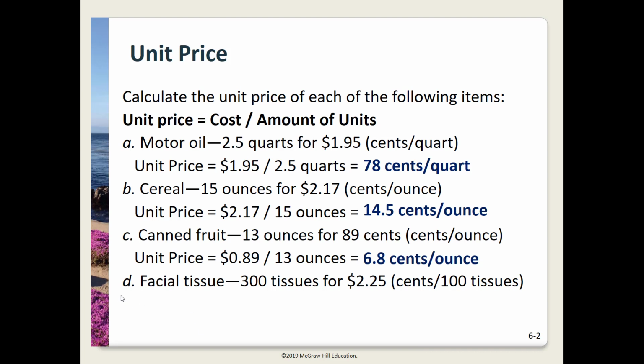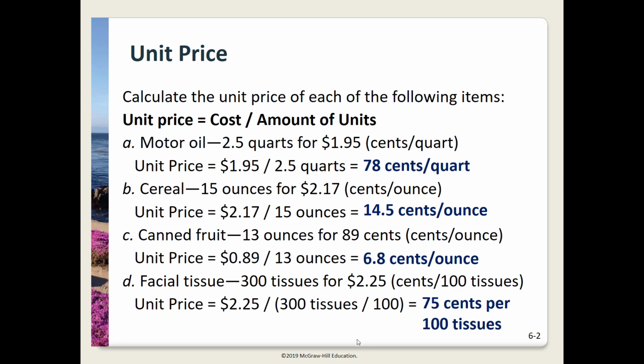And in part D, we're working with facial tissue. We've got 300 tissues for $2.25. Note here, we are working with cents for every 100 tissues. So there's a little bit of conversion that we're going to be working with here. So for the unit price, we'll take the $2.25, that's our cost here, and divide it by, so in parentheses, I've got my units, which is the 300 tissues, but I have to divide it by 100 because I'm interested in increments of 100 tissues. And then when I solve for this, we get a unit price of 75 cents per 100 tissues. So you want to be careful that you have the correct units of measure set up.